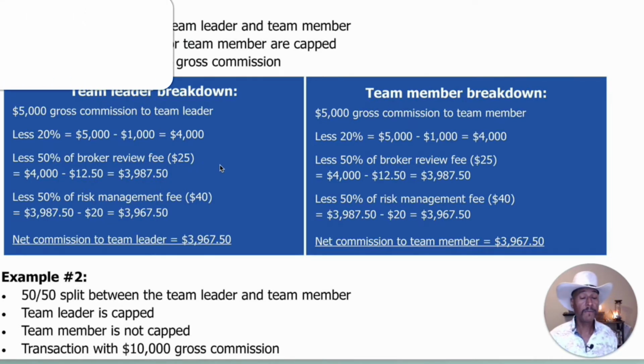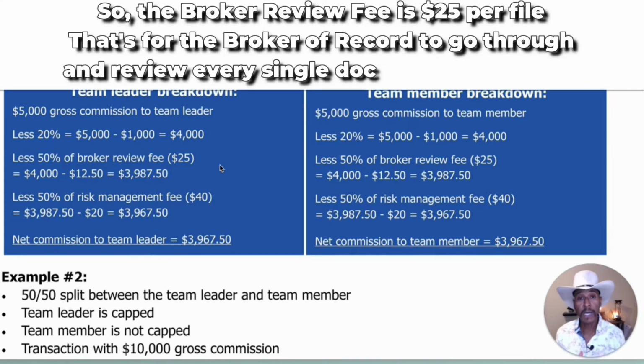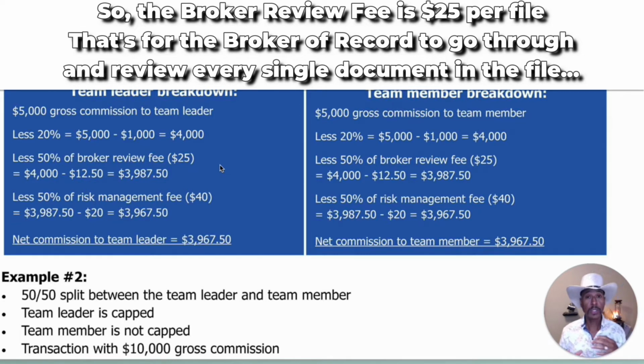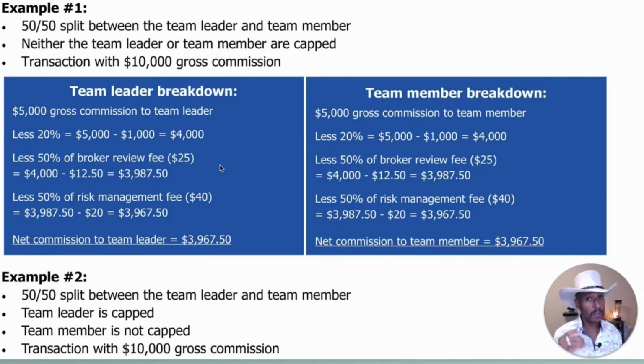Now, then there's 50% of the broker review fee, okay? So the broker review fee is $25 per file. That's for the broker of record to go through and review every single document in the file, make sure that the T's are crossed, the I's are dotted, everything. There's a $25 per file broker review fee. So that's $12.50 that each of you would pay. Then the E&O fee is $40, okay? So that would be $20 that you would pay and $20 that the team member would pay. So you can see here that that's how it's split out both ways, and then that net is $3,967.50.